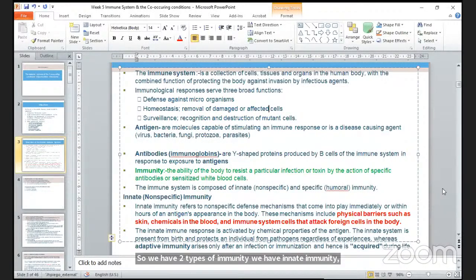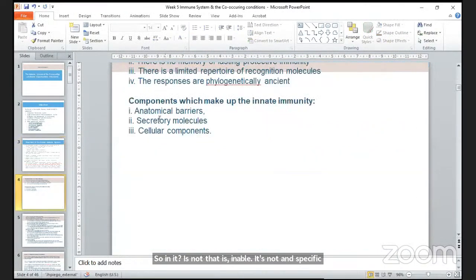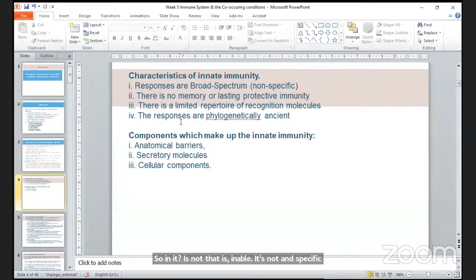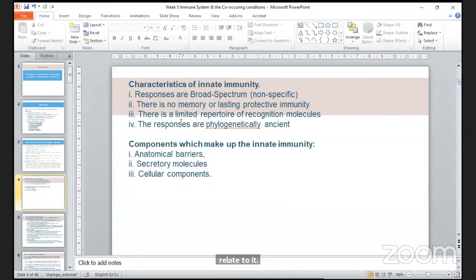Innate immunity is inborn. It is non-specific. It's something that somebody is born with, and we have so many factors that relate to it. You can see the characteristics here. The responses are broad spectrum, that's non-specific: any form of attack on the body, they can respond. And there is no memory or lasting protective immunity.